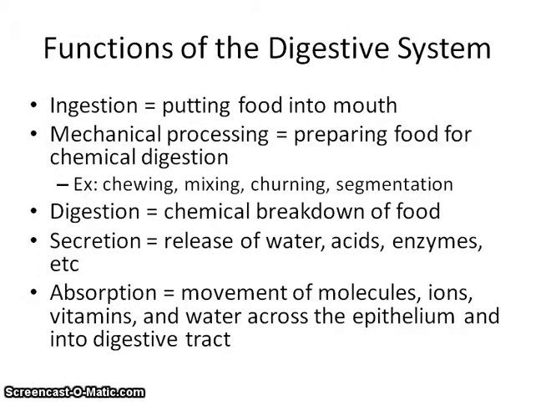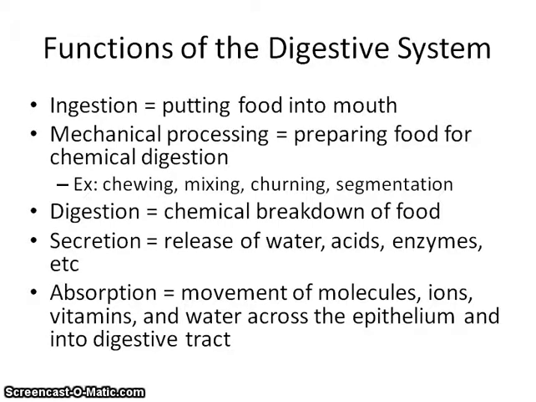Here are some key words for the functions of the digestive system. Ingestion means putting the food into your mouth. Mechanical processing is anything that's preparing the food for the chemical digestion. So it's the breaking down. Mechanical is the tearing apart of food. So chewing, mixing, churning that happens in the stomach, and segmentation that we'll see later happens in the intestines.